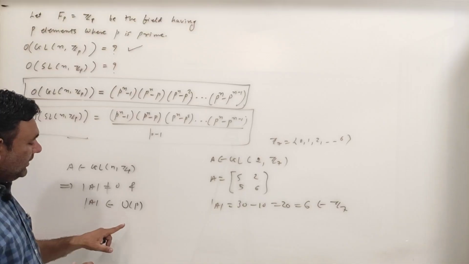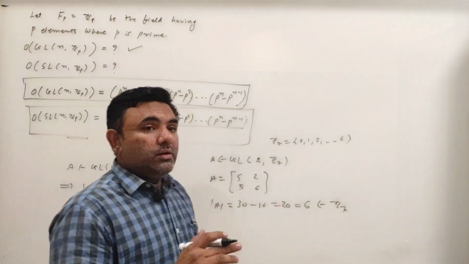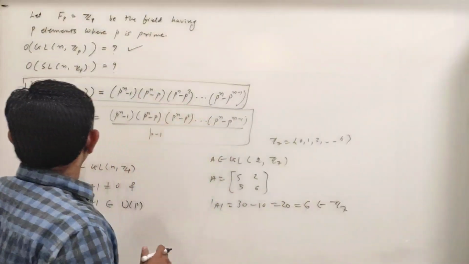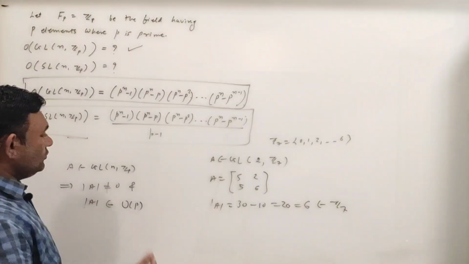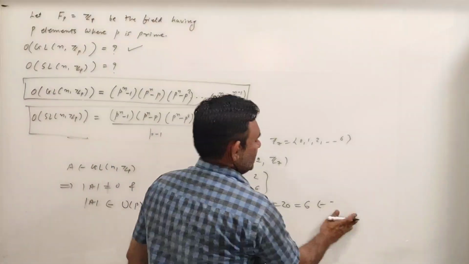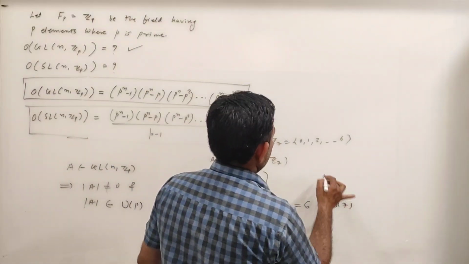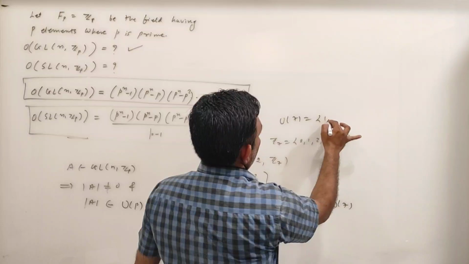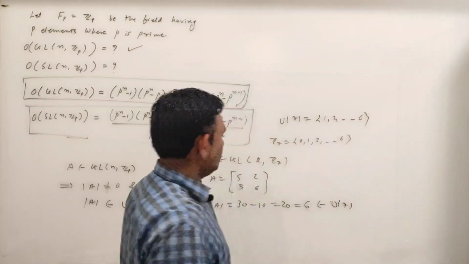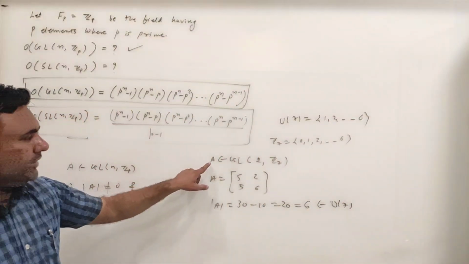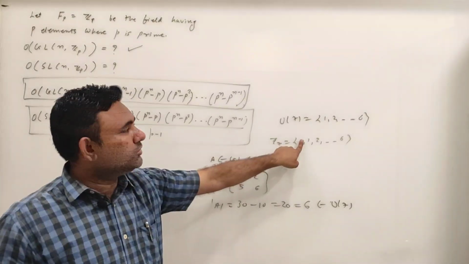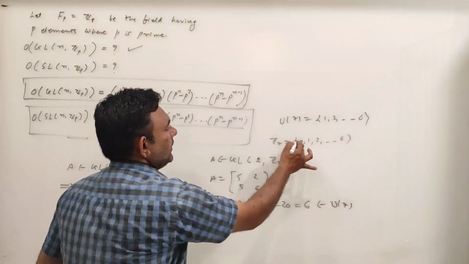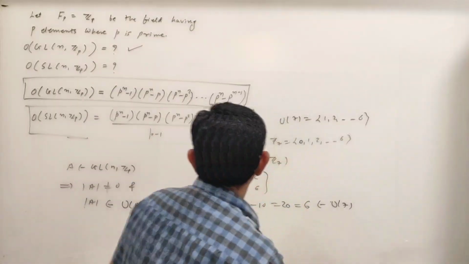So how many matrices in GL(n, Zp) whose determinant is r and r belongs to Up? Actually it is in U7, and U7 is what? 1, 2 up to 6. 0 will not be there, sorry. A I am taking from here, so definitely its determinant is not 0. So not 0 means it is in Up, right? Okay, fine.